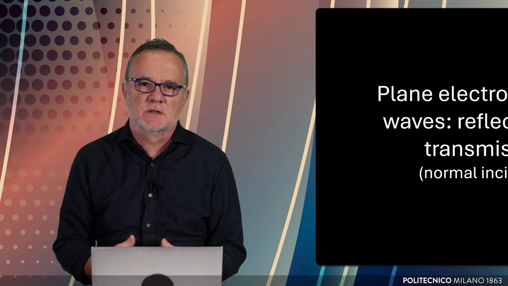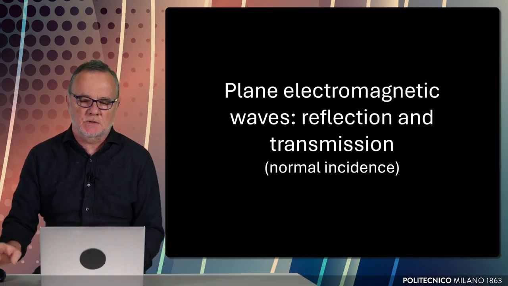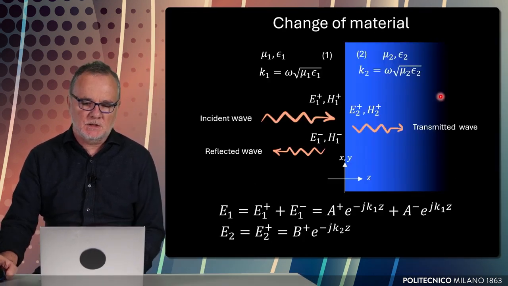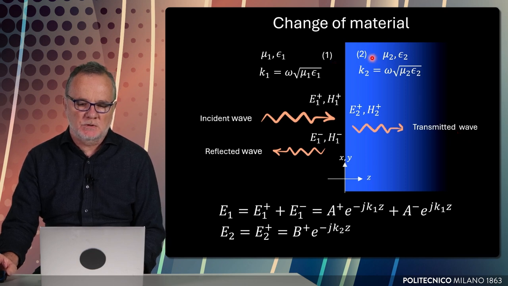This lesson is about plane electromagnetic waves and particularly the problem of normal incidence between two materials. We speak of this problem as a scattering problem in which we define the reflection and the transmission of these waves in the passage from one material to the other. This is our general framework in which we have material 1 and material 2.